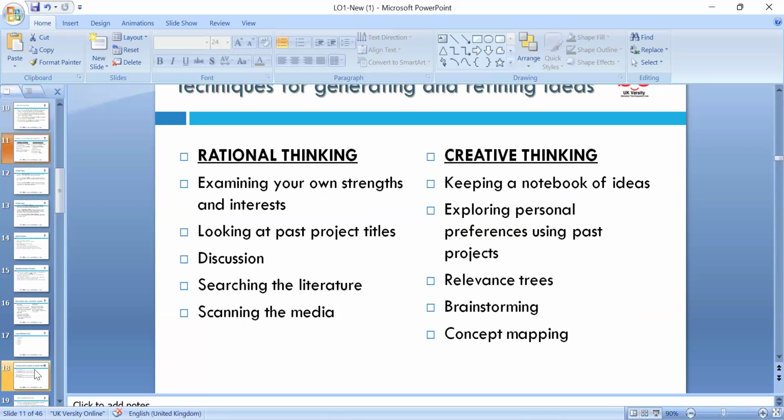So when you are thinking about any research, think rationally: examine your own strengths, choose an area you want to research, think about your interests and what you are aware of. Look at past projects. If anyone did research in the past on the same topic, it is always good to look around and then investigate further. Maybe they did it in one organization and you want to do it in another organization, and that will help. So search the literature, scan the media, and keep a notebook of ideas. That is creative thinking. Explore personal preferences, using past projects, relevance trees, brainstorming meetings and concept mapping. These are all creative thinking techniques.